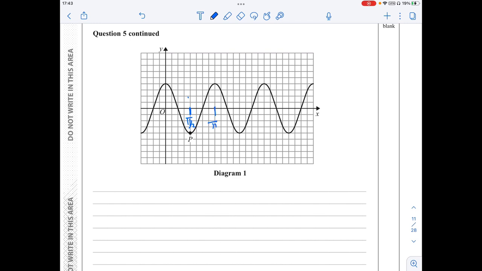So this is going to be pi. This is going to be 3 pi by 2. And this is going to be 2 pi. And this is 5 pi by 2. So what is the case for sin x? And the maximum value is going to be 1. So it passes through like this.